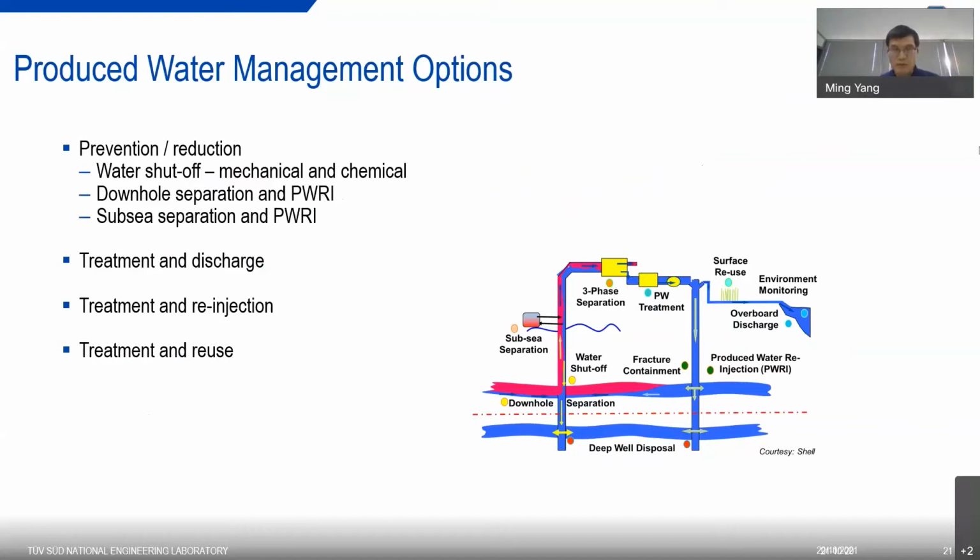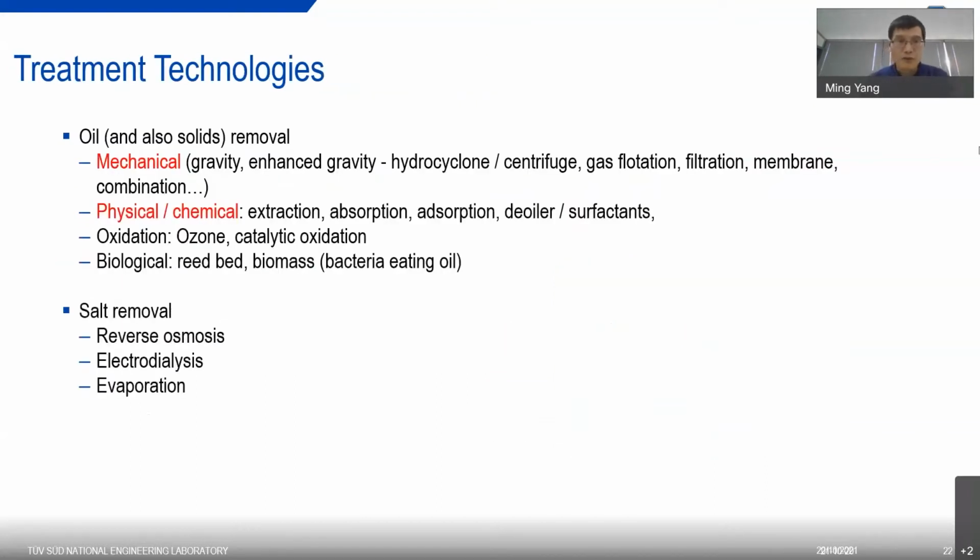And so what are the treatment technologies? Broadly, there are two main categories. One is the removal of oil and solids, and to a great extent salts as well. The other is to remove the salts. Now, for reinjection and discharge, oil content removal is very, very important. But if you are thinking of reuse, then not only oil content but also salt content needs to be removed.